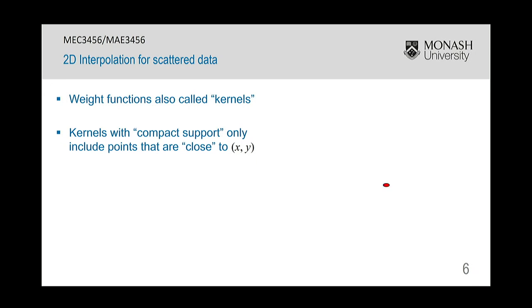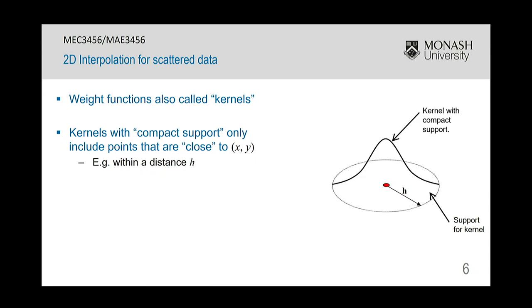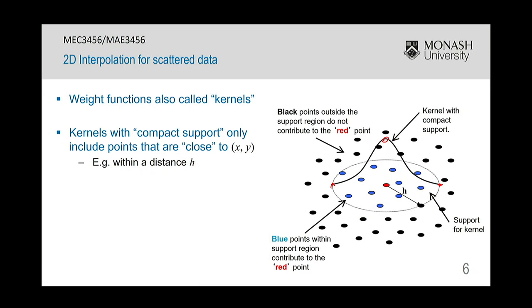So for example, that's our point x y, the red point in the middle there, and we say that we have some kind of smoothing length h. We say we're only going to consider points that are inside a distance h, and so that circle centered on x y with radius h is what's known as the support for our kernel. And our kernel will look something like that, where it's 0 at the outside and large at the center. So any points that fall within this, these are the blue points, contribute to the interpolated value at our center point. Any black points that are outside do not contribute.